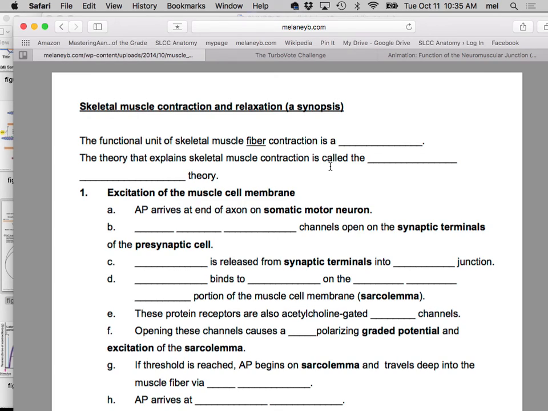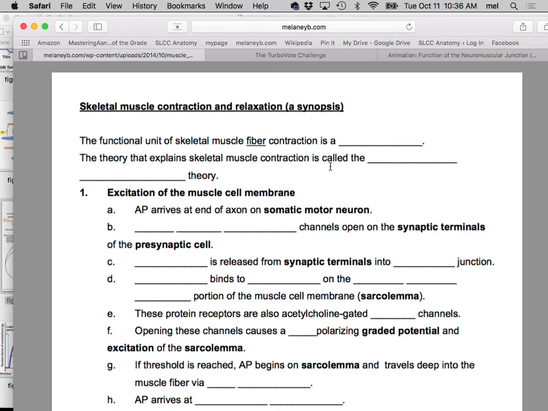Voltage-gated calcium channels will open on the synaptic terminals of the presynaptic cell. Okay, C. Hi. Okay, so we are at C. Blank is released from the synaptic terminals. What do you release from the synaptic terminals to stimulate skeletal muscle?